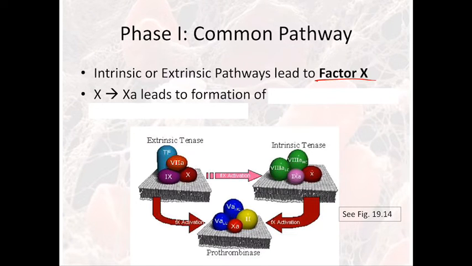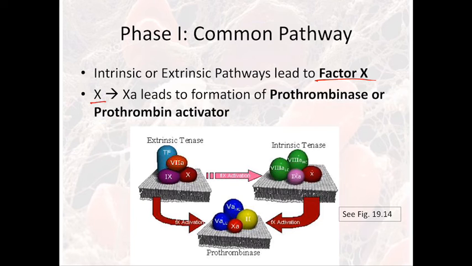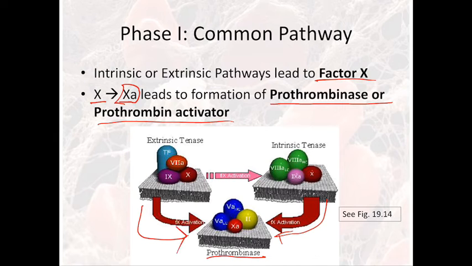Again, the extrinsic and intrinsic pathways lead to factor 10, we activate factor 10, and that leads to the formation of prothrombinase, also known as prothrombin activator, and that's this right here. So both intrinsic and extrinsic end up in the same place at prothrombinase. You don't need to know all these little factors in here. The key is the main things in the text on the slides and the things that I said.